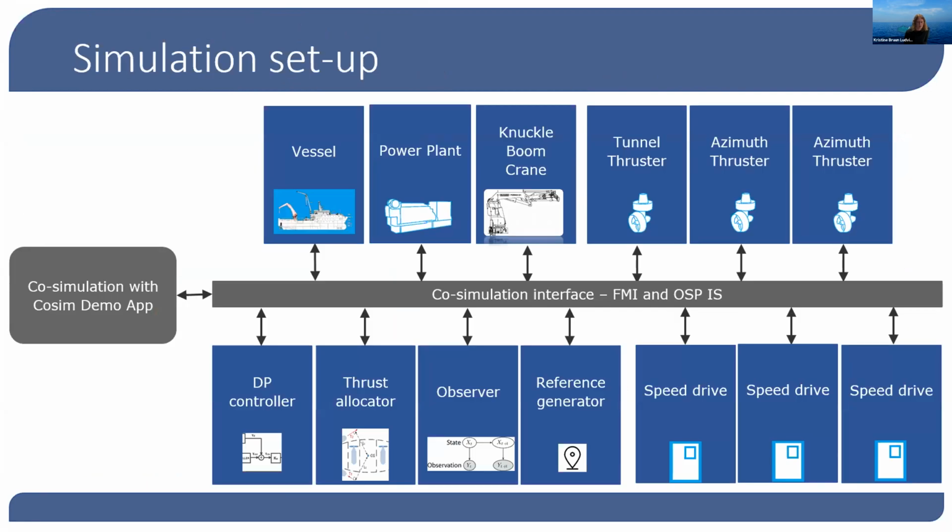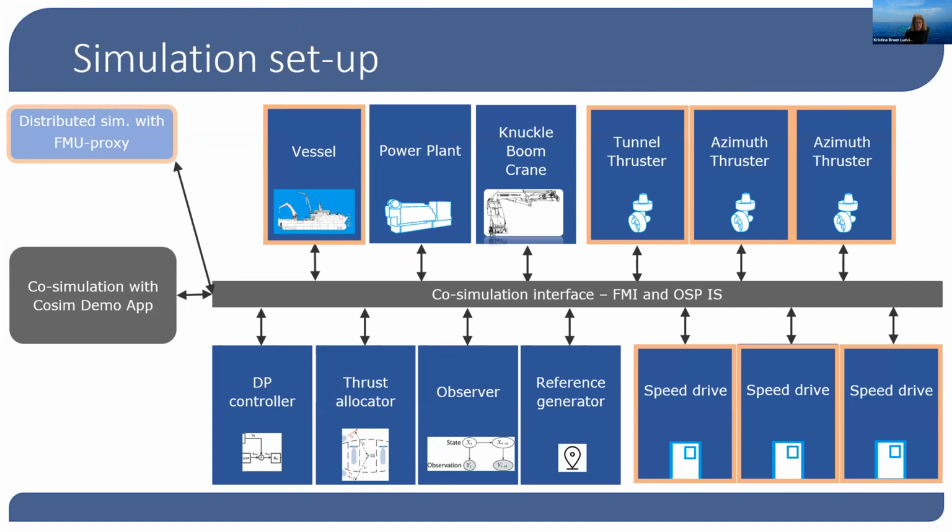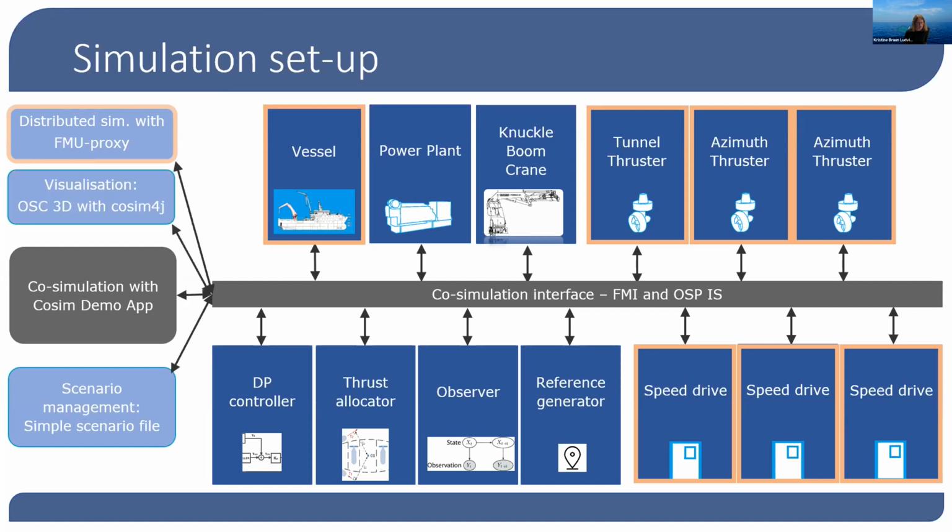So what does the simulation setup look like? We had 13 different FMUs, and some of them, due to runtime requirements, needed to be run distributed with the FMU proxy tool that might have been introduced today. We are using simple scenario management to run the scenario file in the cosim demo app. And as I said, we were exporting it using cosim4j to the Offshore Simulation Centre, which made the 3D visualization. The video of that is available on our webpage.